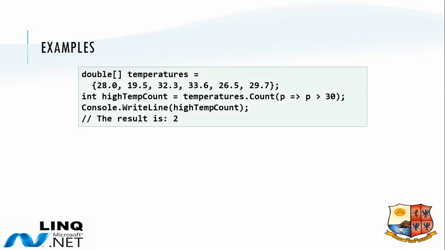So P goes to P, which is greater than 30. Which means all temperatures which are greater than 30. How many are there? There are 2. It will return 2. You can just print 2. That's an aggregation function.